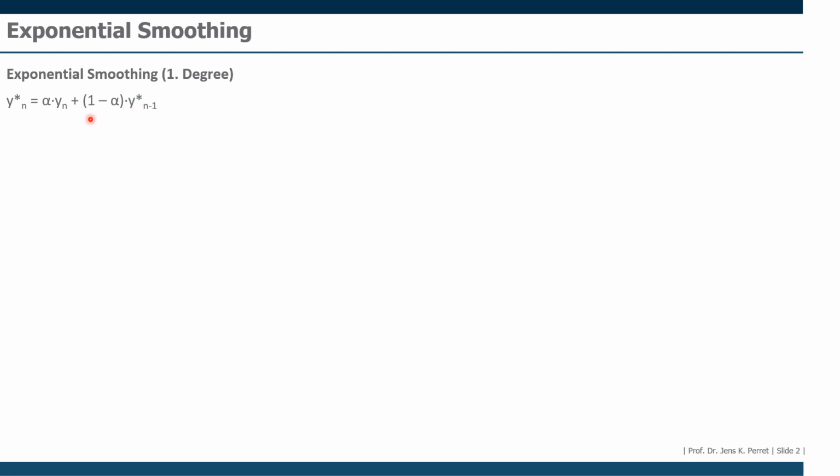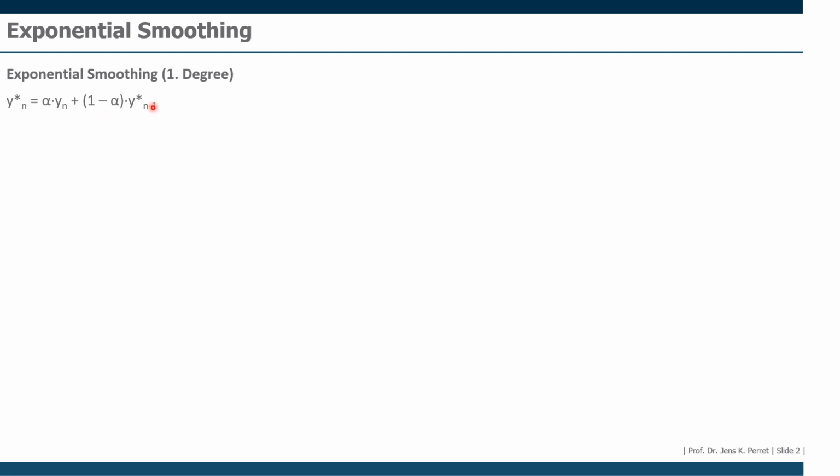Here we just see the value from the current period, and the estimated value from the last period. And this alpha tells us how much each of these 2 parts matters. If we have a large alpha, the current value matters much more, the past matters less. So a large alpha means we smooth less. However, if I have a small alpha, I would smooth more because I would put more emphasis on past values.